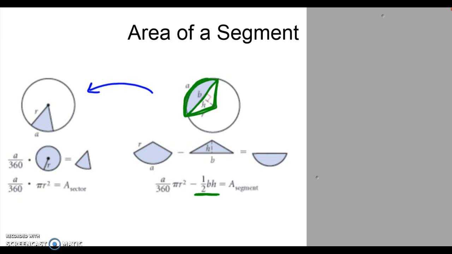Okay, so we're going to find the area of a whole sector, just what we did over here, and we're going to subtract the triangle to get just this inside segment piece. Okay, so make sure you're writing these down, taking the time to visualize and understand how to break them apart.